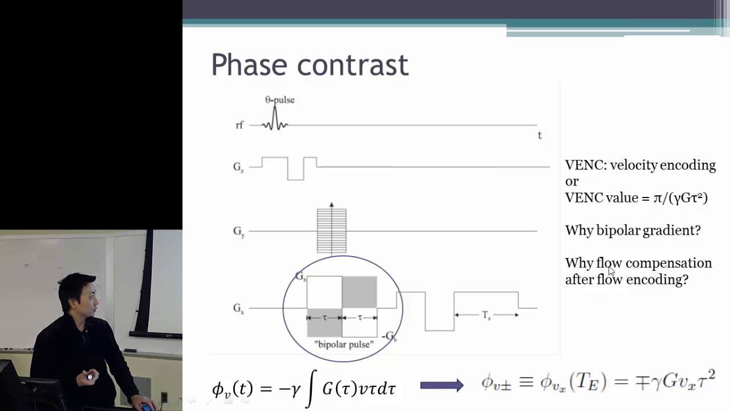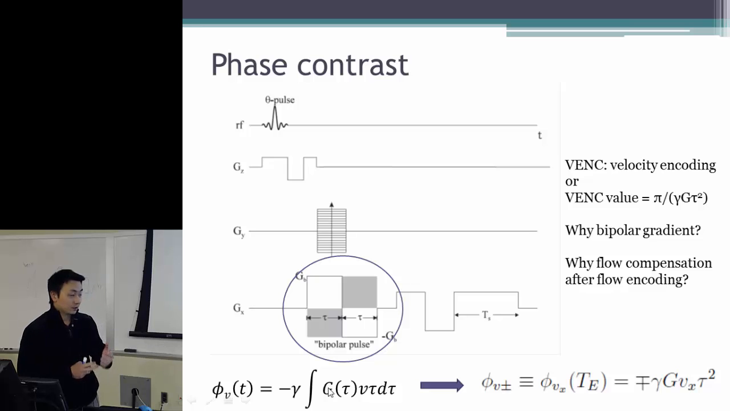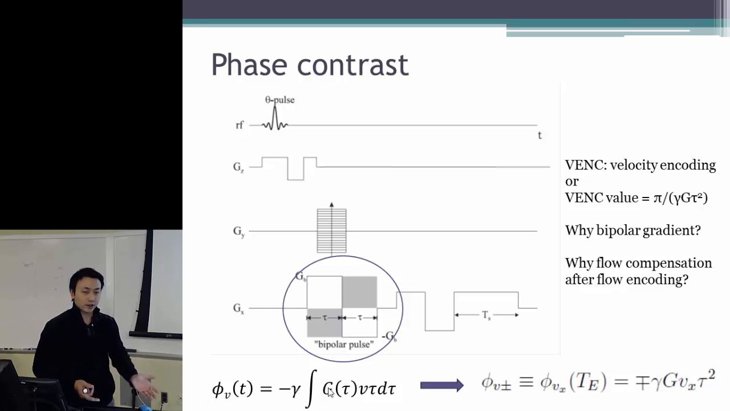So there are 2 questions. Why do we use a bipolar gradient? Because simply from this equation, we can see that as long as there is a gradient, we can observe a linear phase that is proportional to the velocity. So why do we need to use a bipolar gradient? Well, because it's so simple.